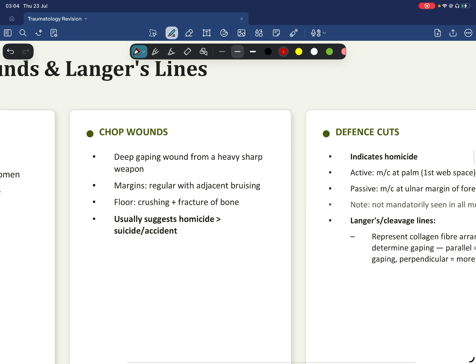Chop wounds. These are deep gaping wounds caused due to a heavy sharp weapon. The margins are regular with adjacent bruising. The floor is crushed and there is fracture of bone, usually seen with weapons such as an axe.